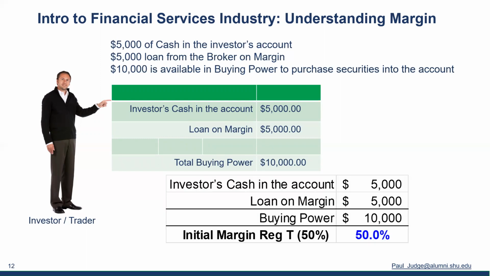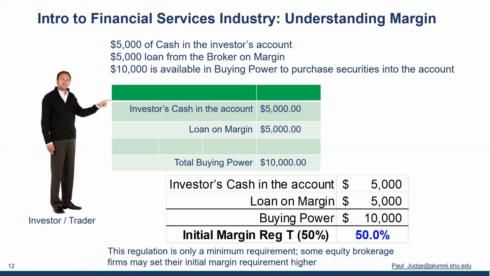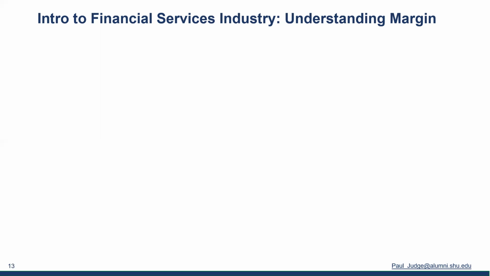Now, this would meet that 50% requirement, because the investor owns $5,000 of the total $10,000, which is 50%. So this would be fine. With this, you could buy up to $10,000 of securities. Now, as I mentioned earlier, a brokerage firm could have their own rule that says they require 60%. In that case, that particular broker would say, if you want to borrow from us, you've got to put up $6,000 and we'll loan you $4,000. It depends on the brokerage firm, but the minimum set by the regulatory authority is 50%, and many brokerage firms will just keep that 50%.